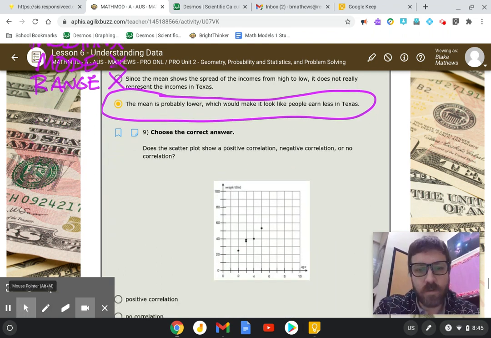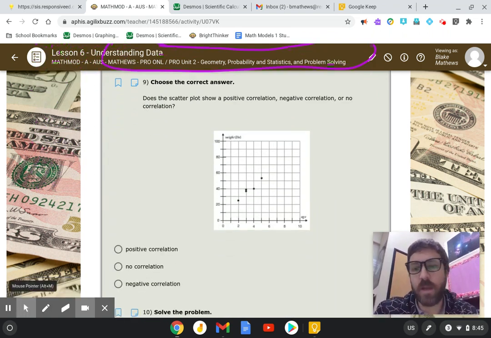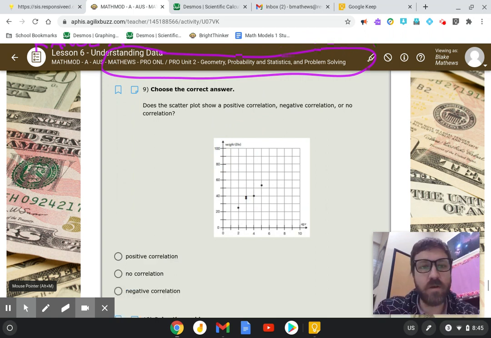All right. Positive, negative, no correlation. I put a diagram in the notes. We covered this in Unit 1, so I'm not going to go over this question. Use the notes. Use what you already know about correlation to answer question number 9.